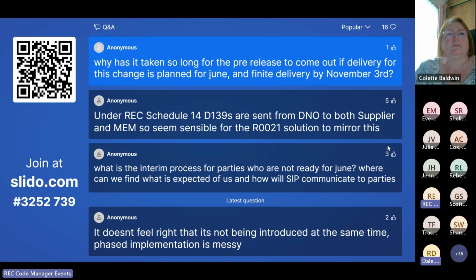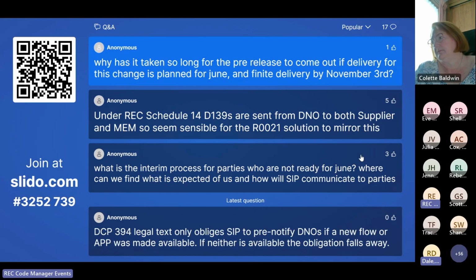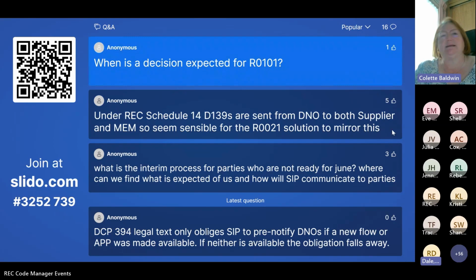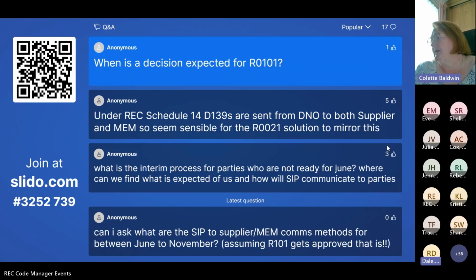And while we're on the topic, a couple of newer questions that have come through, which are related. When is a decision expected for R0101, and when will we know a date for the pre-release? So the change plan for the change, the consultation closes on the 16th of May. As soon as we get your responses back, we'll be updating the preliminary change report with the consultation responses and drafting the final change report. That will be published on the 19th of May with the code manager's recommendation included in it. And that will go to MEP for a decision, and we expect to have a decision on the change by the 26th of May.